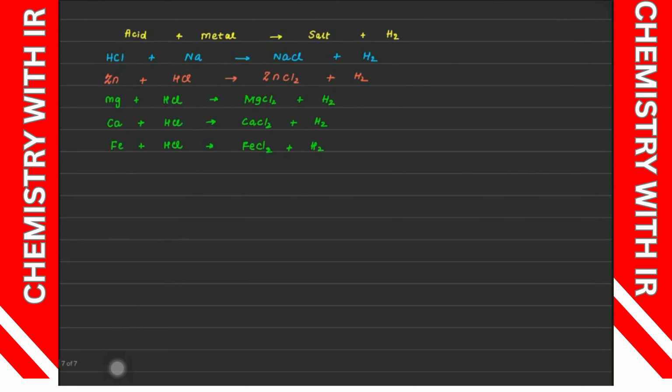And then we have aluminum. It would react with HCl. It would produce AlCl3 and hydrogen gas. So what would you observe? That's the main thing. What would you observe?